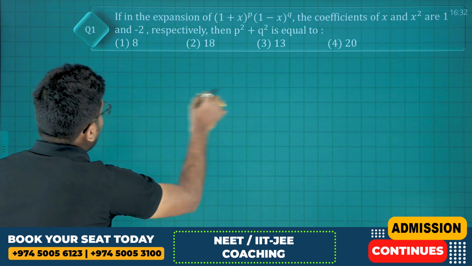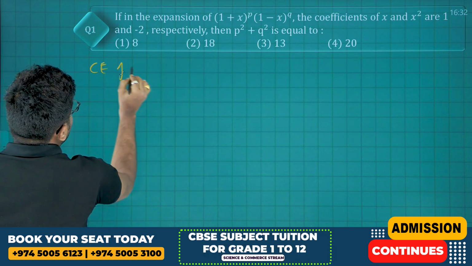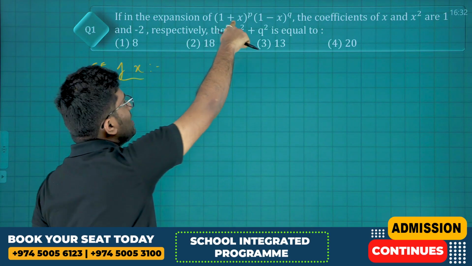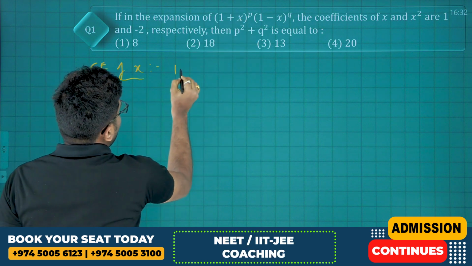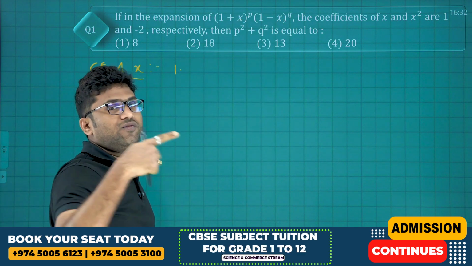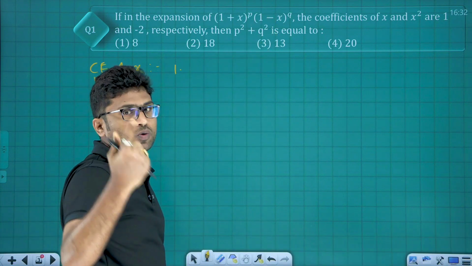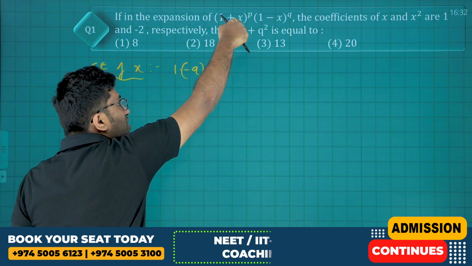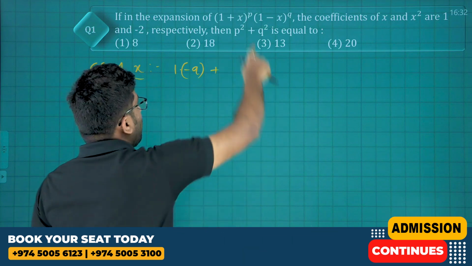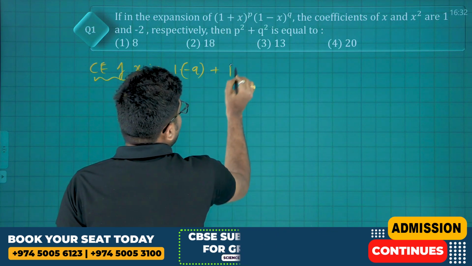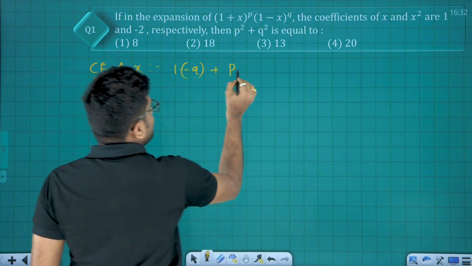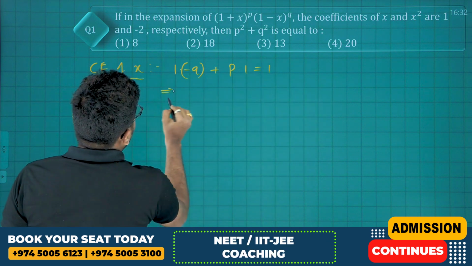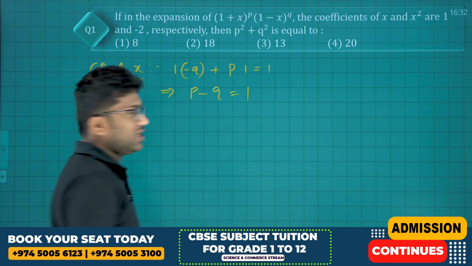So first, what is the coefficient of x, friends? When do we get x? When you multiply the first term, PC0 which is 1, into the coefficient of x in this, which is −QC1 into x to the power 1, that is −q. So 1 into −q, plus the coefficient of x in this, which is PC1, that is p, into the constant in this, QC0, which is 1 itself. So this value they have given as 1. So p − q = 1, we have got one equation in p and q.